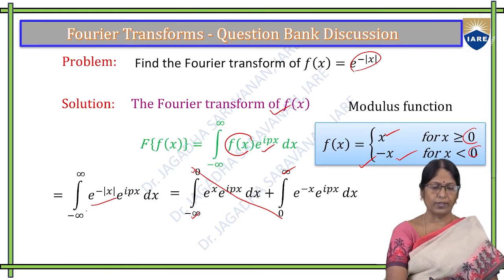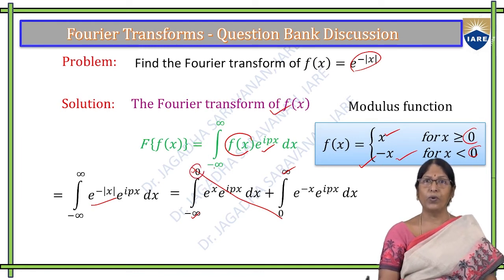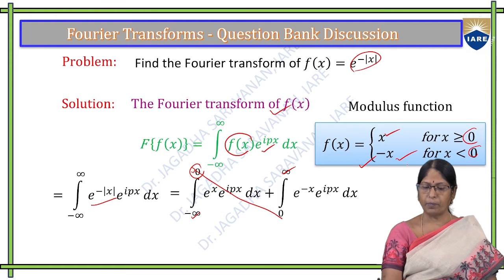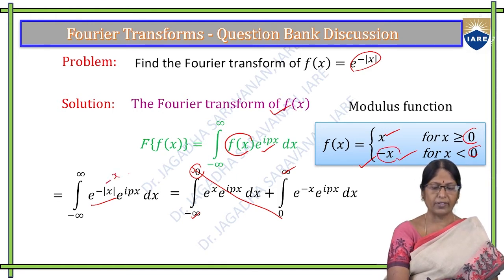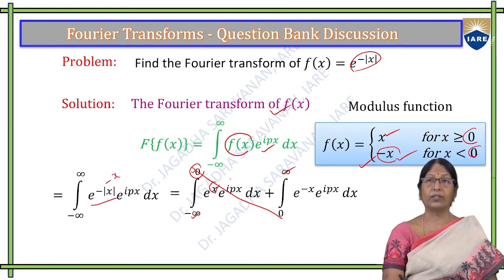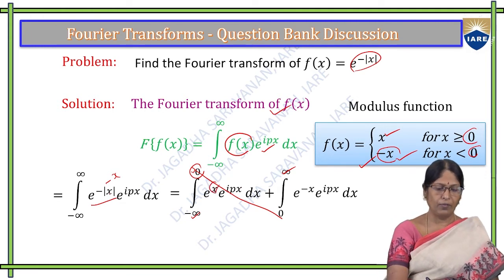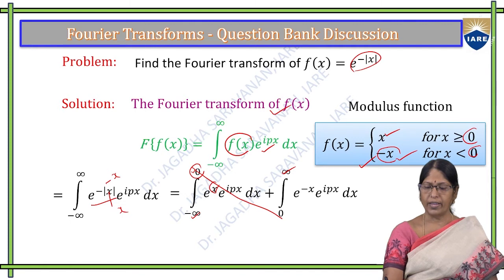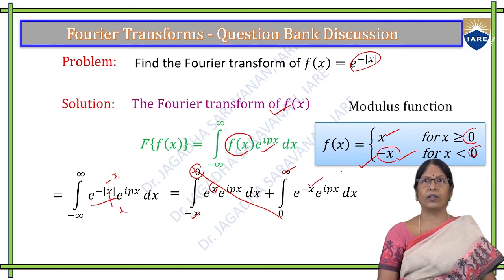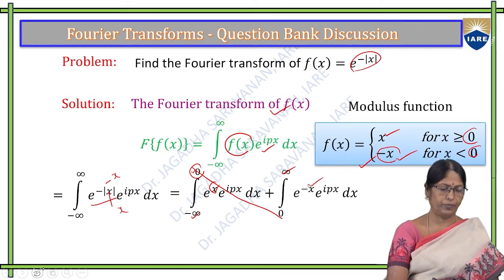Here we can notice that this is where 0 is there. We substituted mod x in the place where x is less than 0. In this place, if you substitute minus x, minus minus put together becomes positive. Here we are substituting this x, it has become e power minus x.